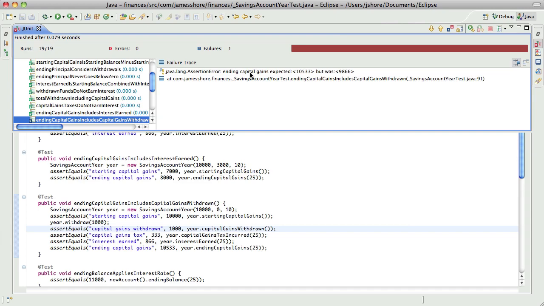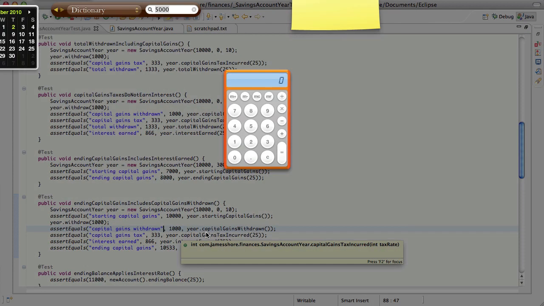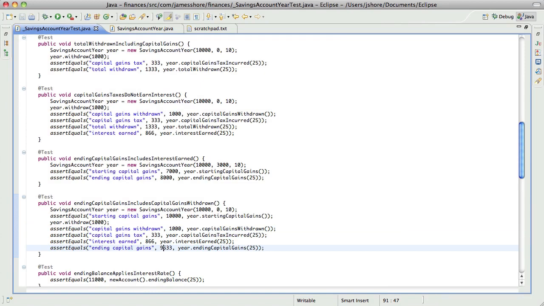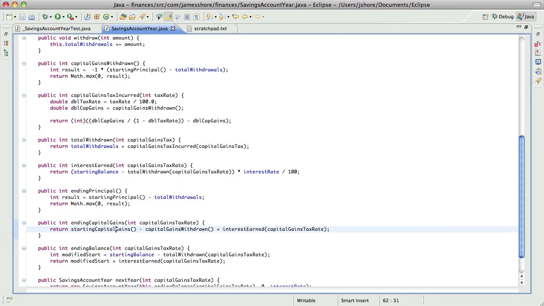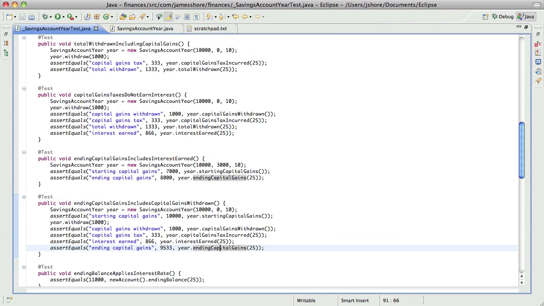Ending capital gains is 10,533, but was 866. Let's just double check on that here. So we start with 10,000, subtract 1,000 that we withdrew, subtract 333 for capital gains tax, and then add 866 of earnings, gives us 9,533. So this number was wrong. But that is that our capital gains should be 9,866. So ending capital gains, starting capital gains, minus capital gains withdrawn, plus interest earned. Well, I don't know what's wrong here.